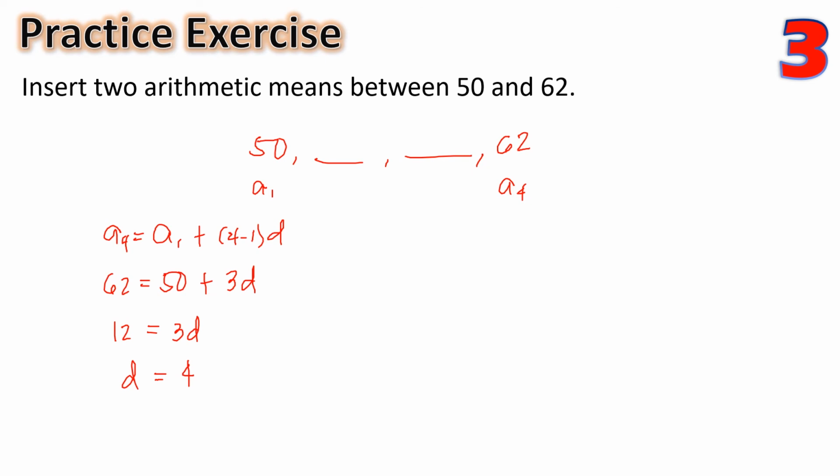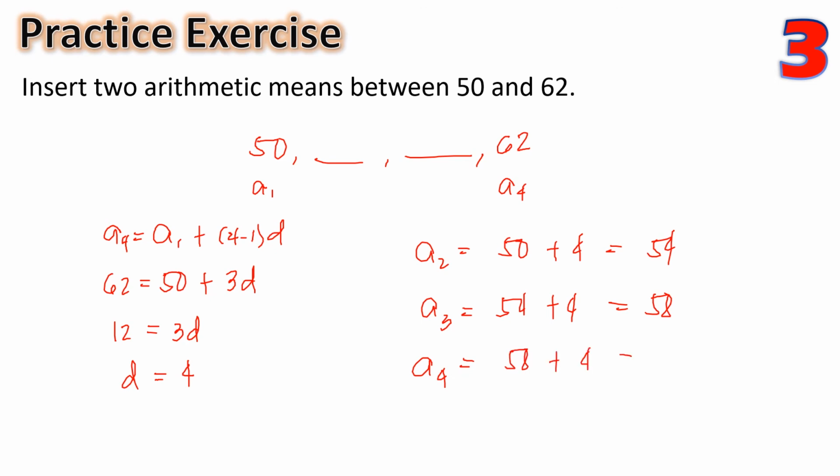Since d is equal to 4, we have a sub 2 equal to 50 plus 4, that will be 54. And a sub 3 will be 54 plus 4, that is 58. To check our answer, a sub 4 must be 62, and 58 plus 4 is equal to 62. The answer is correct, and the two arithmetic means between 50 and 62 are 54 and 58.